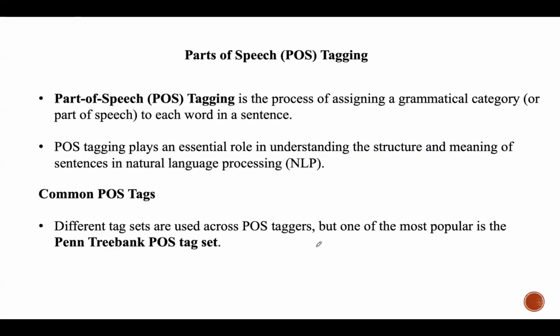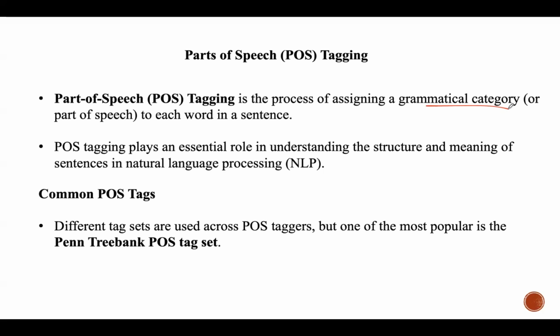In this lecture, let us discuss parts of speech tagging. This is one of the most fundamental tasks in natural language processing, which involves assigning a specific grammatical category to each word in a sentence. And these categories typically include nouns, verbs, adjectives, adverbs, prepositions, conjunctions, and even other linguistic classes that help in parsing and understanding the text.